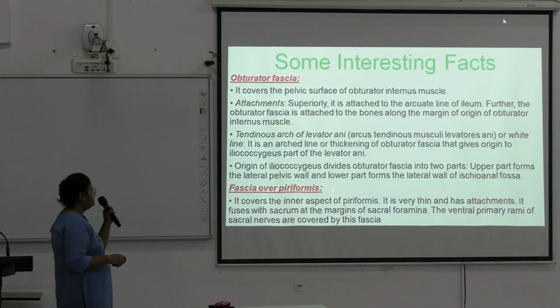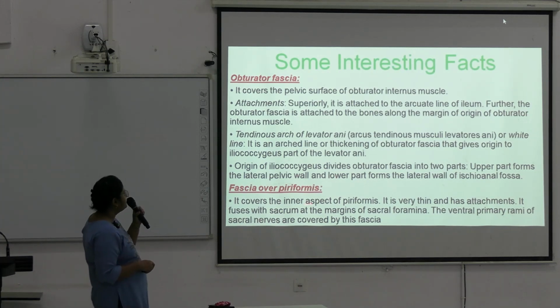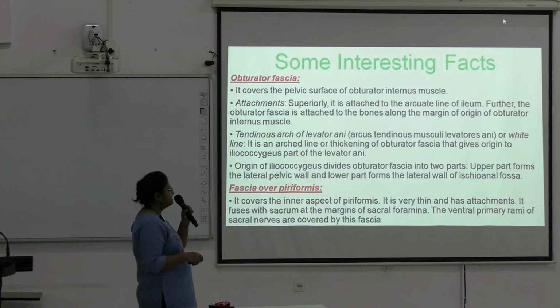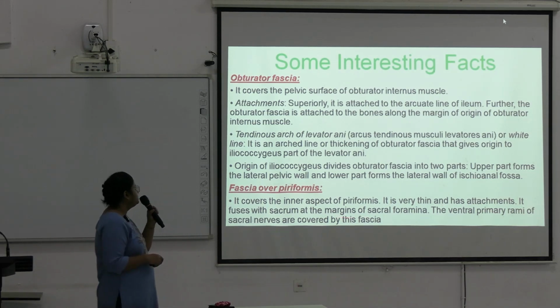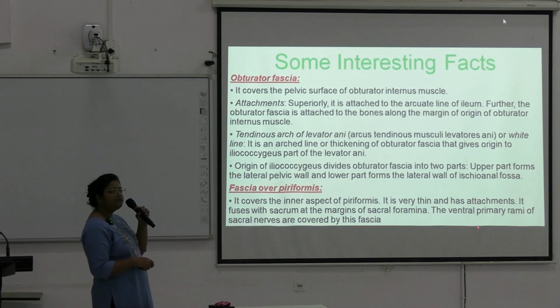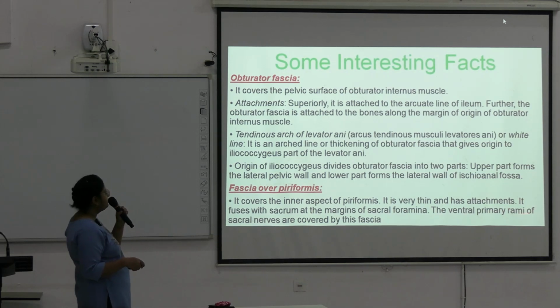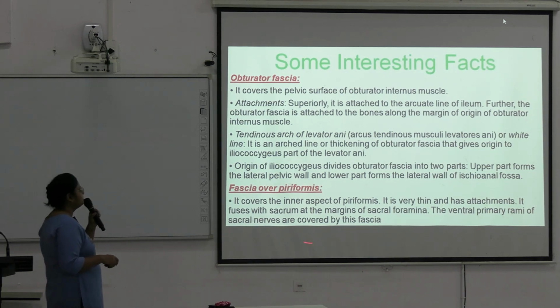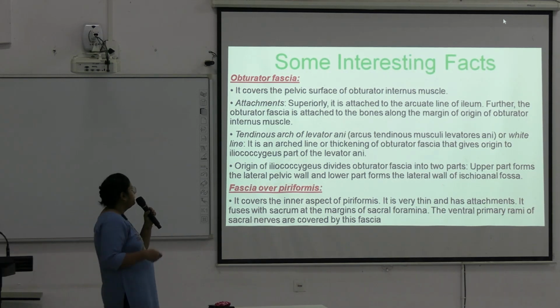Next is the fascia over piriformis. It covers the inner aspect of piriformis. It is very thin and has attachments. It fuses with the sacrum at the margins of the sacral foramina, and the ventral primary rami of the sacral nerves are covered by this fascia. Okay.